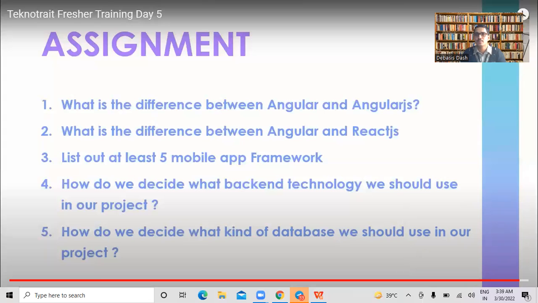Then the third point is CAP considerations. CAP stands for consistency, availability, and partition tolerance. This theorem states that you cannot achieve all the properties at the best level in a single database, as there are natural trade-offs between the items.